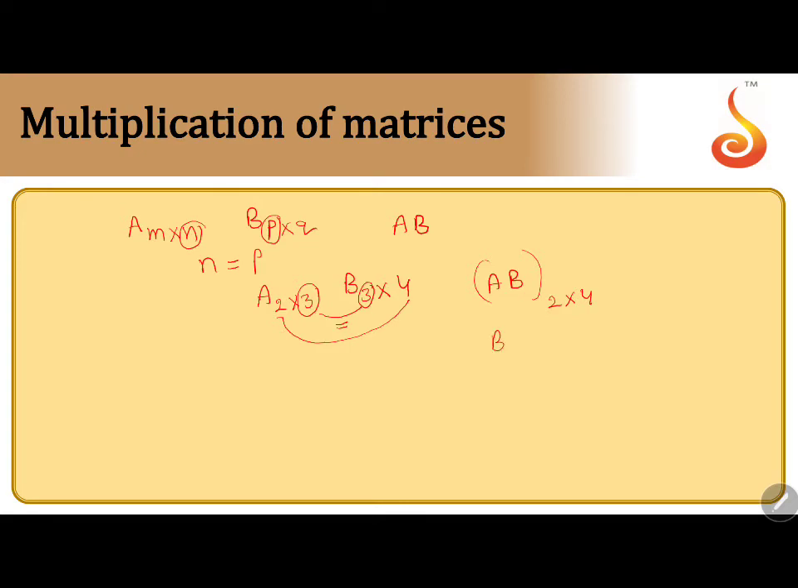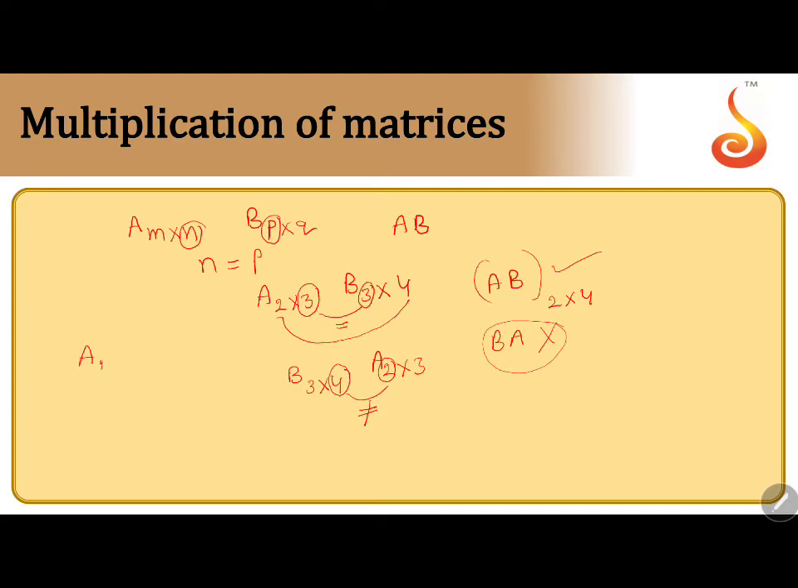Similarly, if you want to find whether BA exists or not, first write B, 3 by 4, A, 2 by 3. Number of columns in B is 4, number of rows in A is 2. These two are not equal. Since number of columns in B is not equal to number of rows in A, BA is not defined. So what can be observed here? If AB exists, it is not compulsory that BA also exists. It may exist or may not exist.